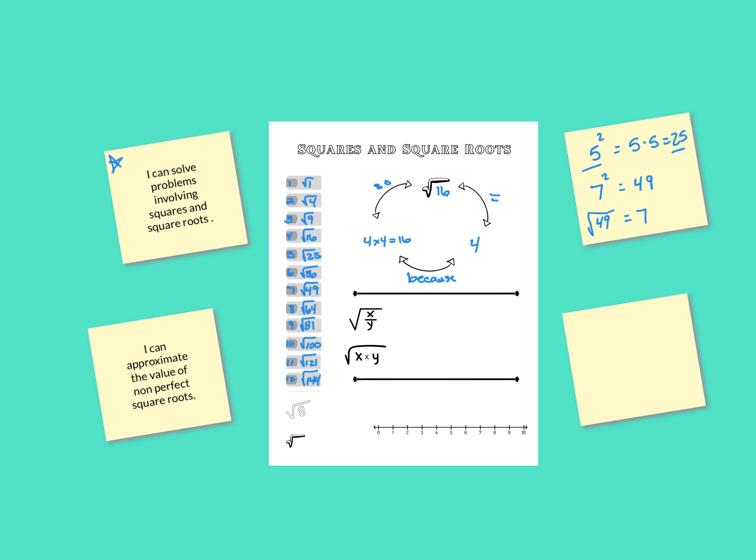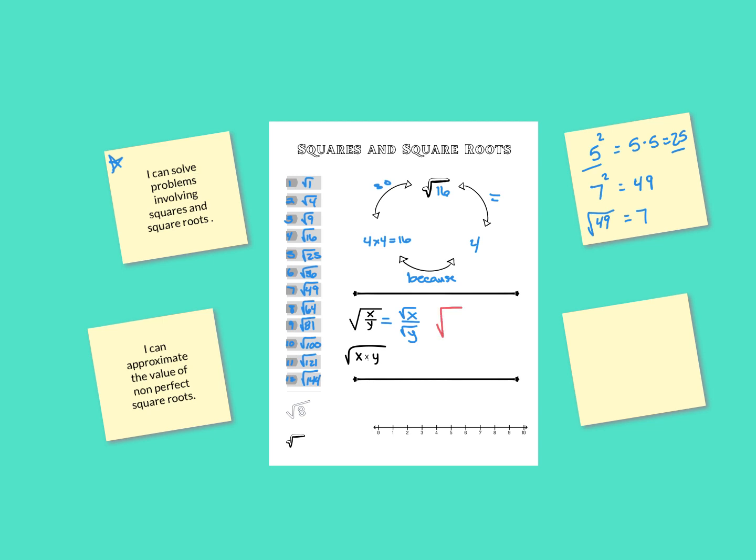So with this example here, the square root of a fraction, I can actually rewrite this in a different way that will sometimes help me. It is the same thing as the square root of x over the square root of y. And this can be helpful if we look at an example like this.